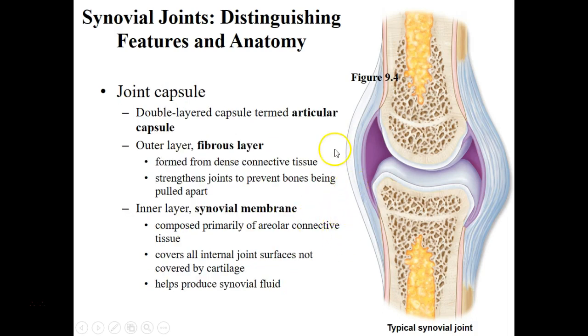The capsule itself is double layered. The outer layer is dense connective tissue that holds the bones together, dense regular connective tissue making up that ligament. And then the inner layer is composed of epithelial cells that have a basement membrane of areolar connective tissue. The epithelial cells produce synovial fluid.